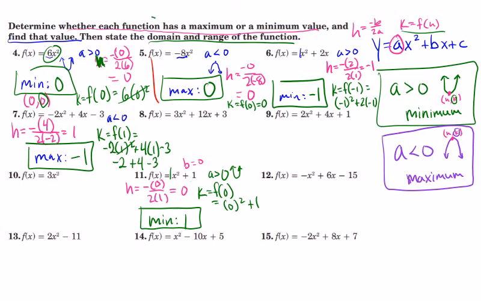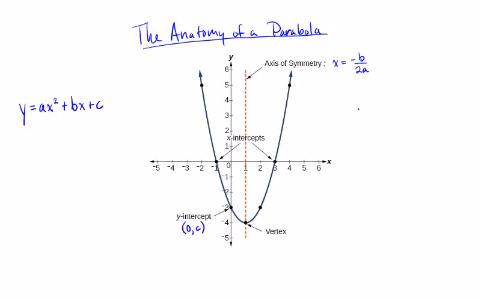Domain is always negative infinity to infinity. So with quadratics, the domain is always negative infinity to infinity. Because as we saw with our graph here, this will go right forever and this will go left forever. Okay, so our domain is negative infinity to infinity. Now our range, that's a little different.